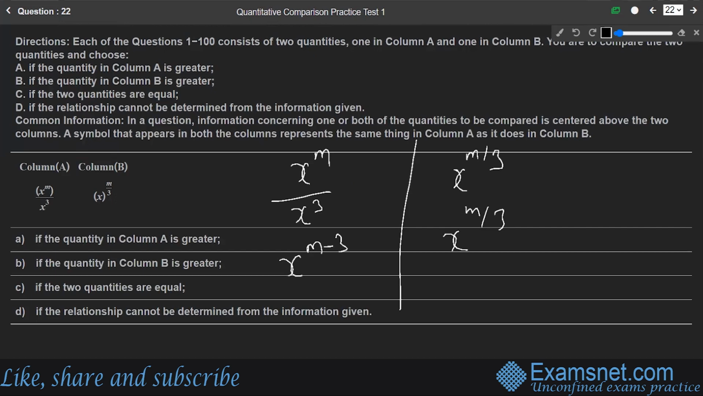So which one will be bigger? That cannot be found out because the value of m is missing. Whether m minus 3 is greater or m by 3 is greater can only be found out when we have the value of m with us. That is not given in our question. So clearly no relationship can be established between these two things. So the answer is option D, relationship cannot be established.